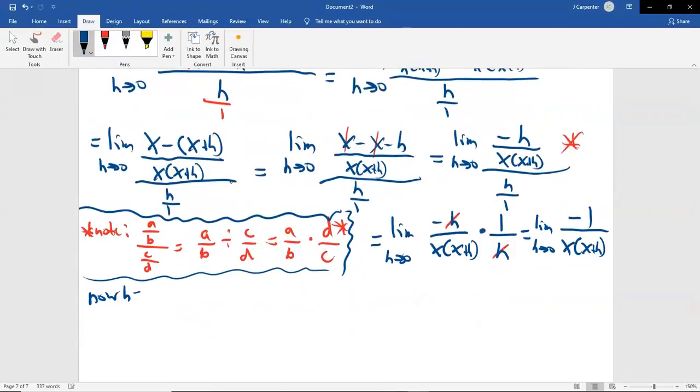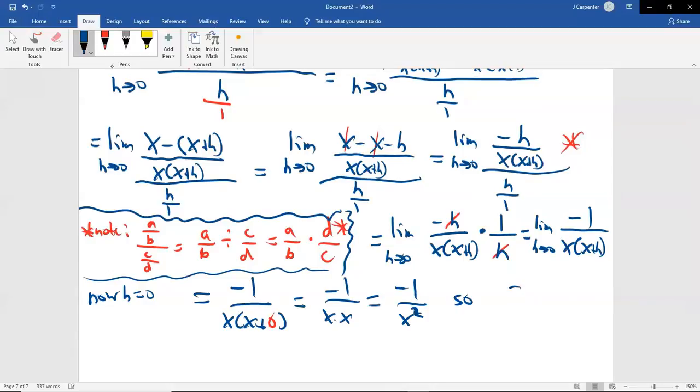Now let h be 0. So we get equals, no more limit, negative 1 over x times x plus 0, which is negative 1 over x times x, which is negative 1 over x squared. So the derivative, finally, is negative 1 over x squared.